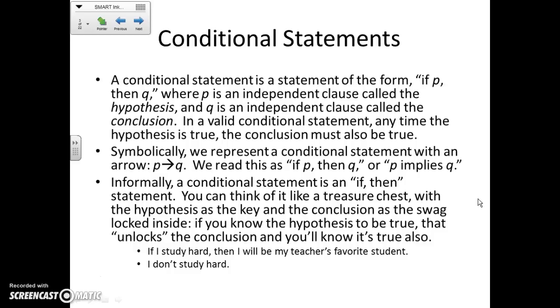So for example, if I study hard, then I'll be my teacher's favorite student. Well, I don't study hard. Because I don't know what happens if I don't study hard, I cannot draw any conclusions about this statement. It might be that I have a very charming and lovely personality. Therefore, your teacher might still like you, but who knows? So we would say that there is no possible conclusion that we can draw from this example.